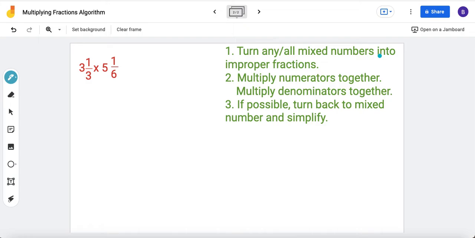Alright, welcome back. So, your first step, because these are both mixed numbers, is to turn both of them into an improper fraction. So we have 3 times 3, which is 9. And 9 plus 1 is 10. So our 3 1/3 fraction is 10 over 3 as an improper fraction.